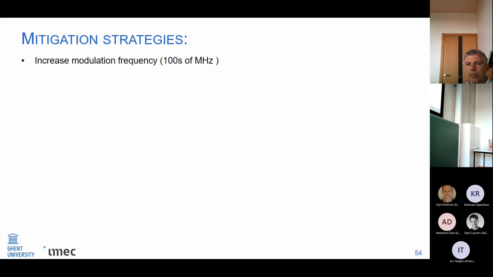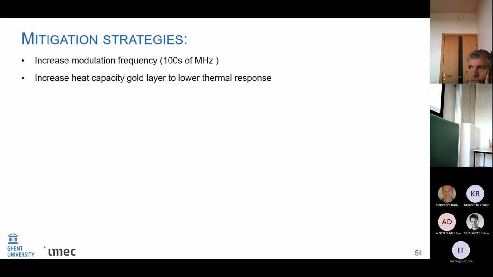So in the future, what can you now do to get around this spurious signal? You can increase the modulation frequencies to a couple of hundreds of megahertz to further suppress this SRS signal. You can also increase the heat capacity of the gold layer. Since we have more gold material, you can distribute the thermal energy over more atoms, and then in the end lower your thermal response, which is what you want. You don't want this temperature variation to happen in the plasmonic slot, because that's what causes this change in absorption that's causing this spurious signal.